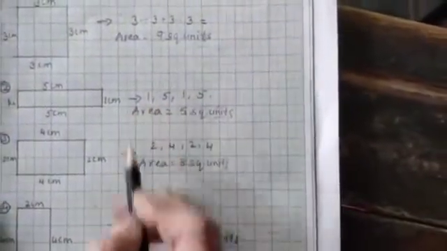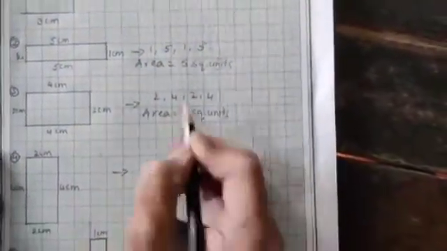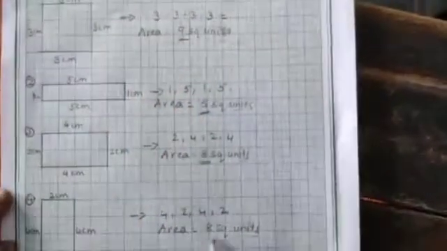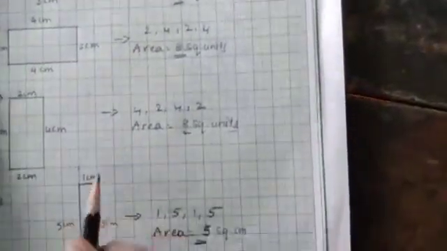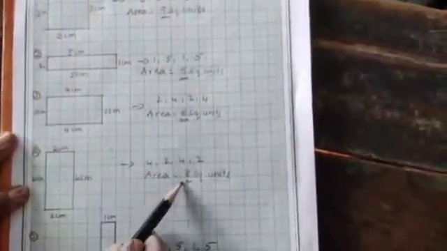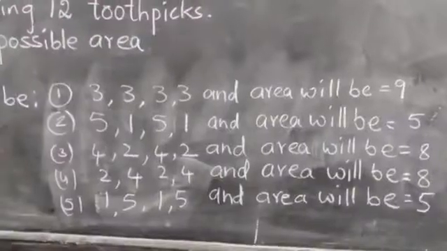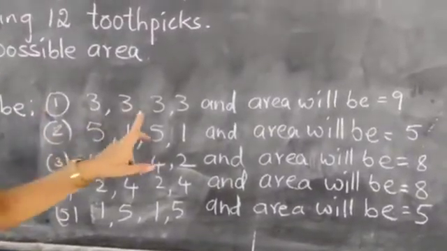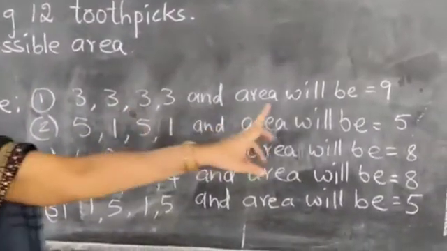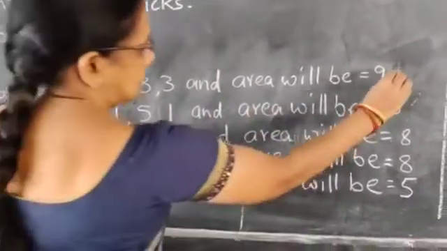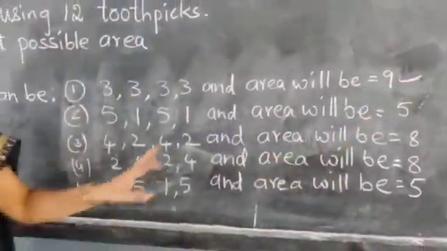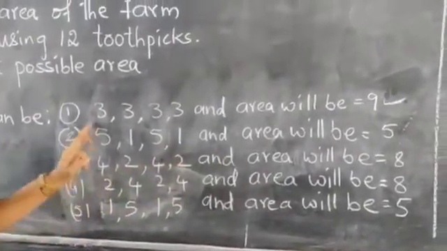See children, check the areas here. Which is the largest area? These are the areas. So which is the largest area, children? 9, here 5, here 8, 8, 5. Here 9 is the largest area. Children, these are the 5 different combinations of perimeter and area. Here this is the largest area. Now I have shown it on graph paper.